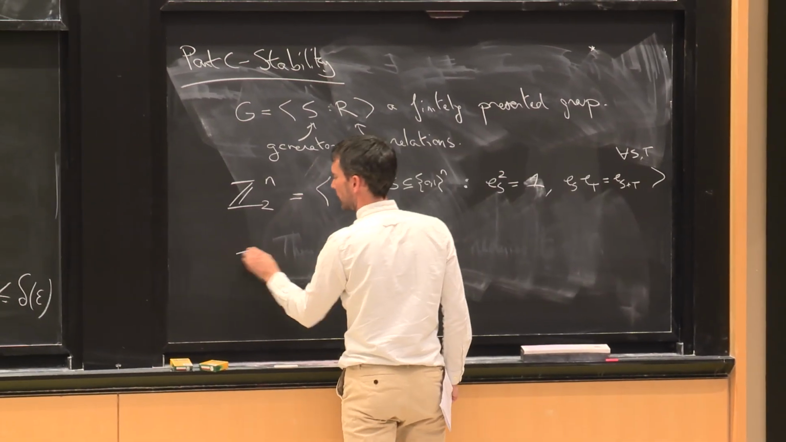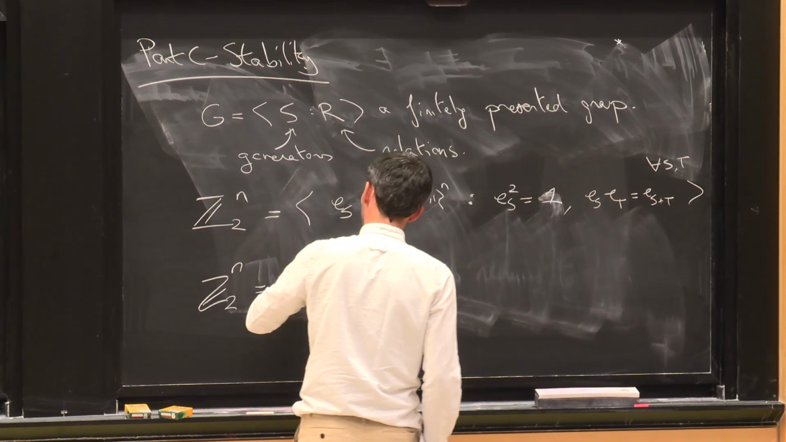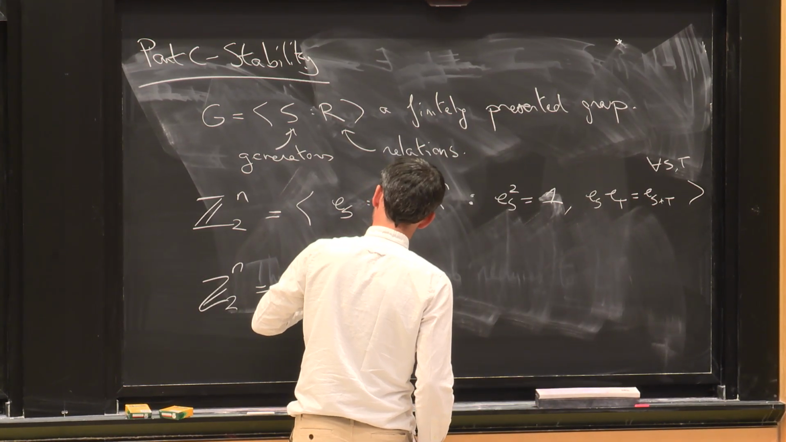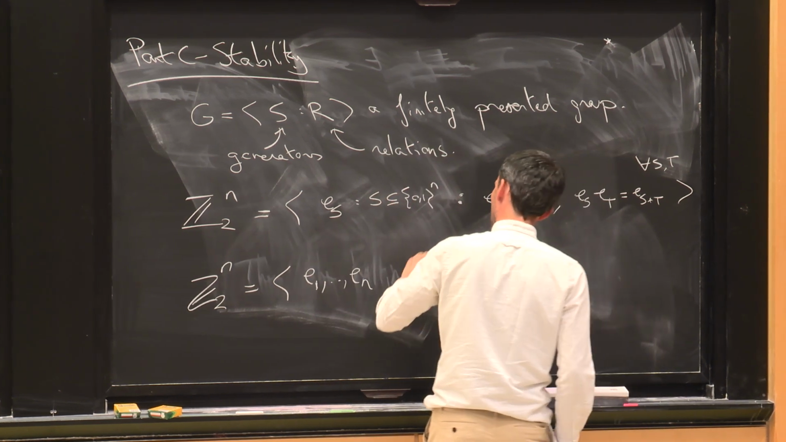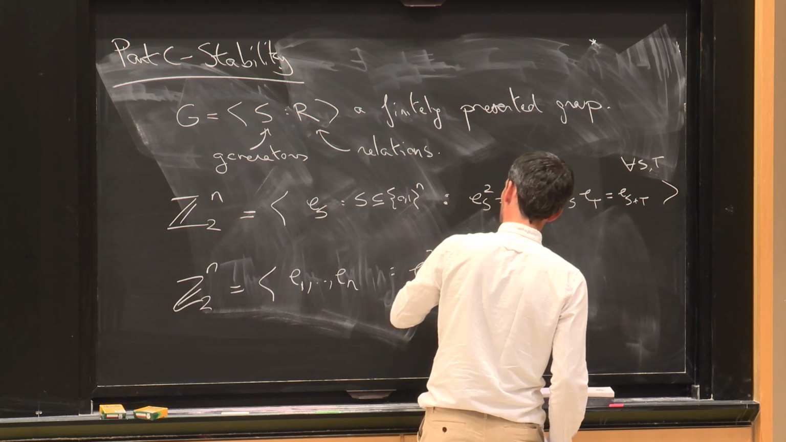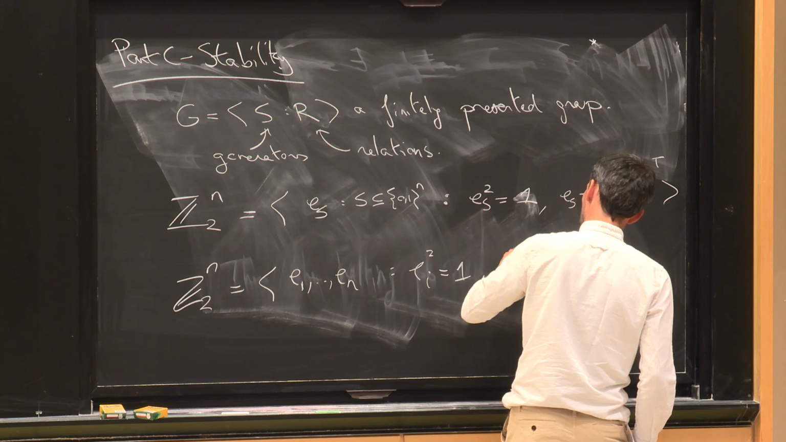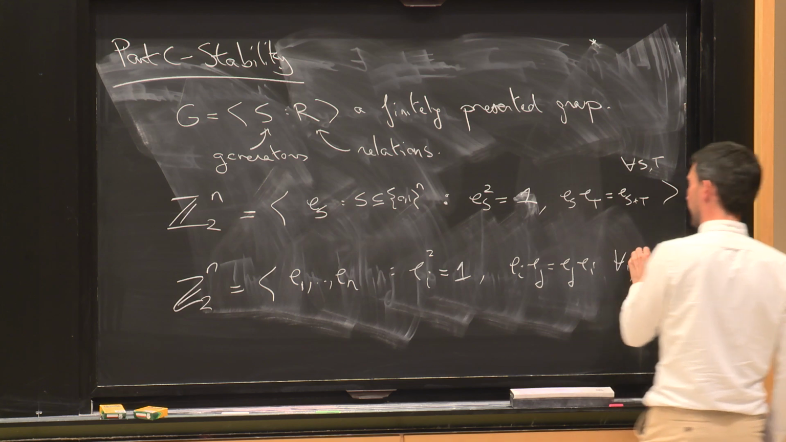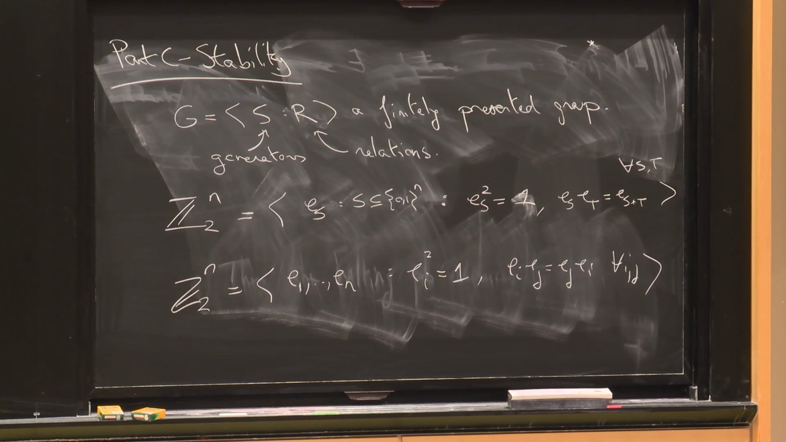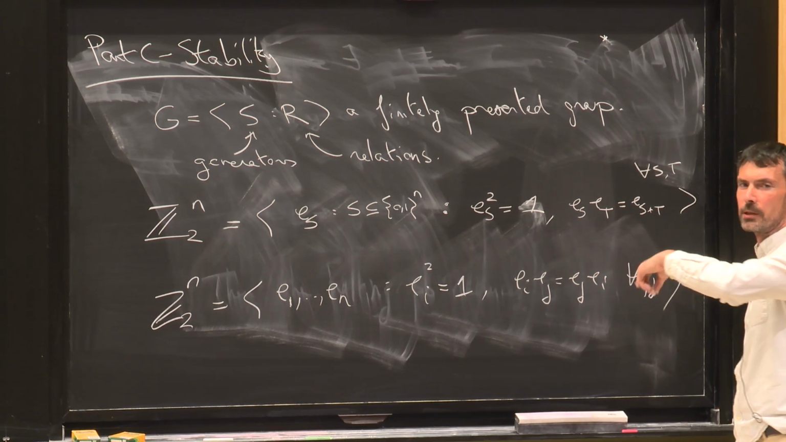I can write down a more succinct presentation, which maybe is more natural. I will just include generators E1 up to En, only n of them, with the condition that E_i squared equals 1, so they're idempotent, and they commute: E_i E_j equals E_j E_i for every i, j. This is the same group. You can generate Z2 to the n by taking n commuting involutions, but it is a much more succinct way of presenting the group.